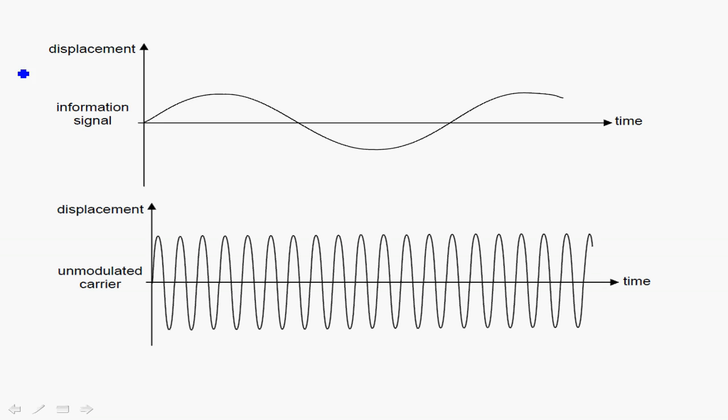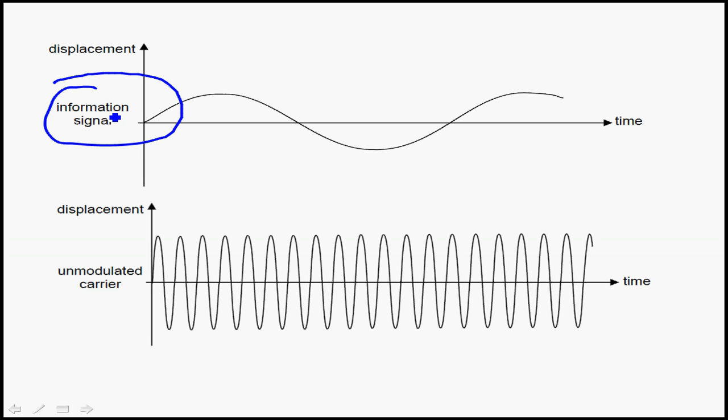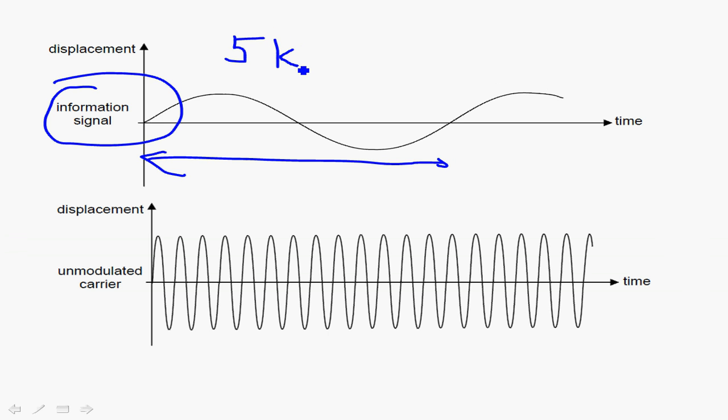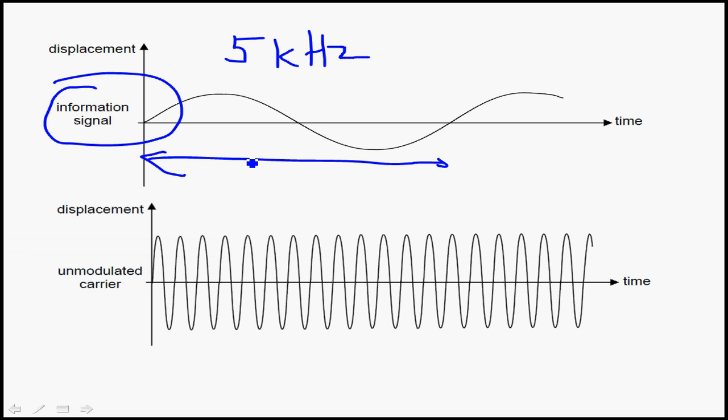Now look at how modulation is done. Let's just imagine you have an information signal there. The information signal is given as displacement versus time. Since this is your information signal, it would correspond to an audio frequency. Let's say the audio frequency is 5 kilohertz. So you have a 5 kilohertz audio frequency.